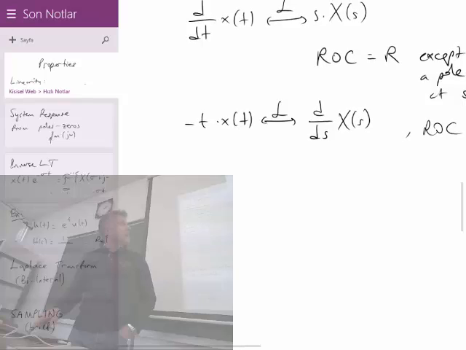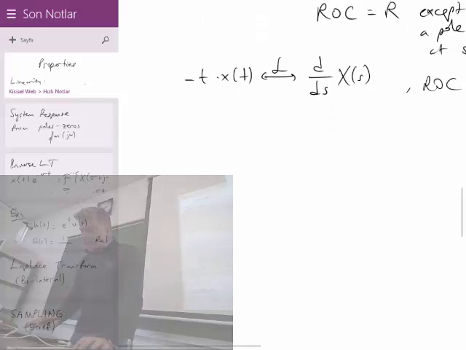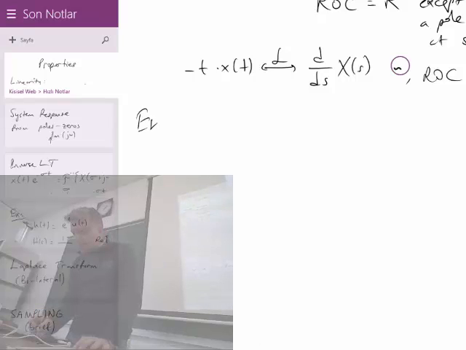This second property of the differentiation gives us a tool for managing Laplace transforms of signals which have a t multiplying a different signal. Suppose that x of t is something whose Laplace transform we already know. And if it is multiplied by t, then how can we manage the Laplace transform of that? This property helps us solve that. And the example is quite trivial in that respect.